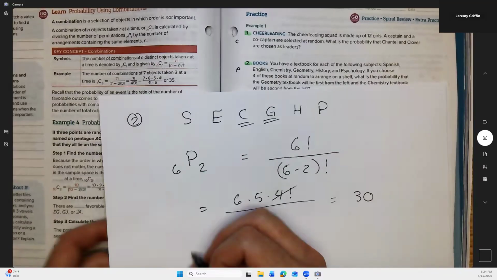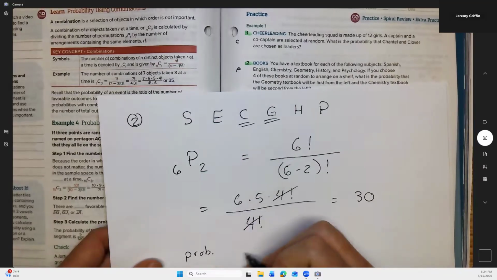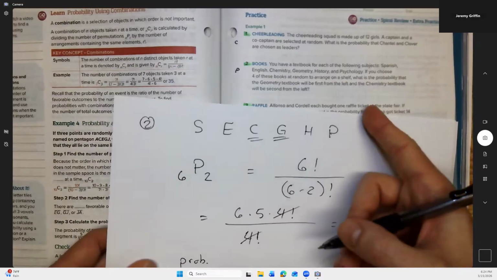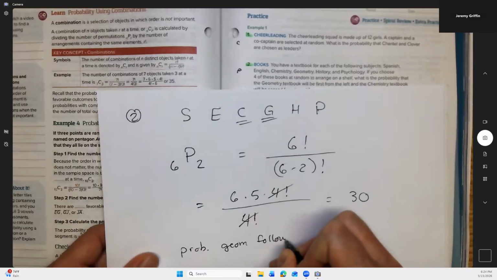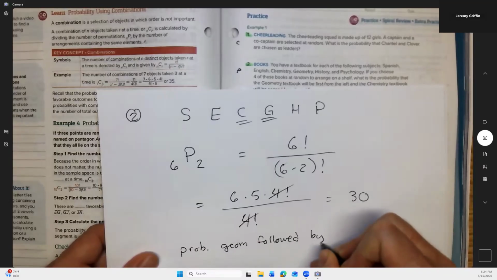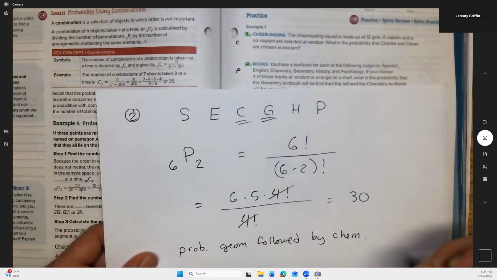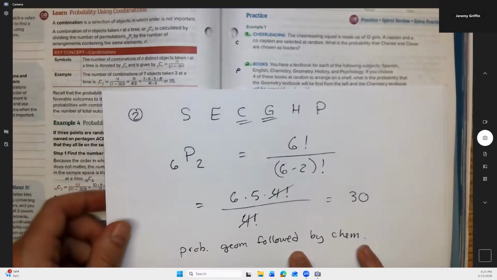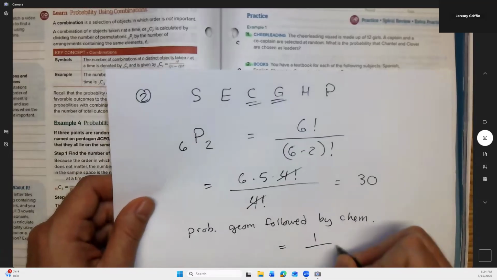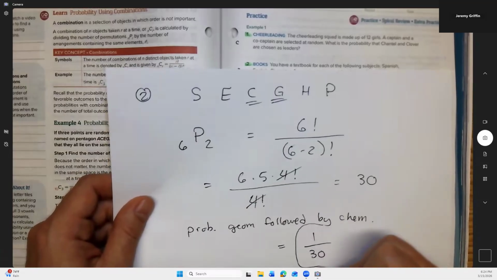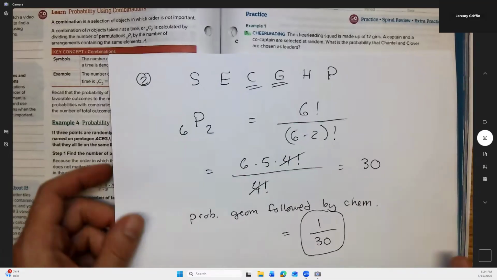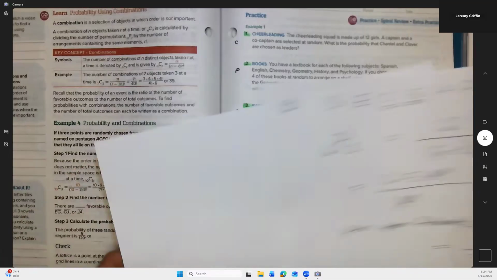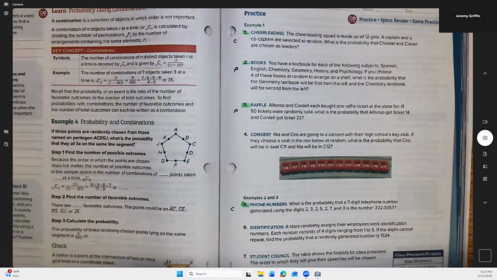Therefore, the probability that it's geometry followed by chemistry. Again, I care about the order, that's why I did permutations, not combinations. This would be just 1 out of 30. And again, I'm looking at the teacher's textbook off camera, and they're saying that's the answer. It's 1 out of 30. Okay, number 3, raffle.